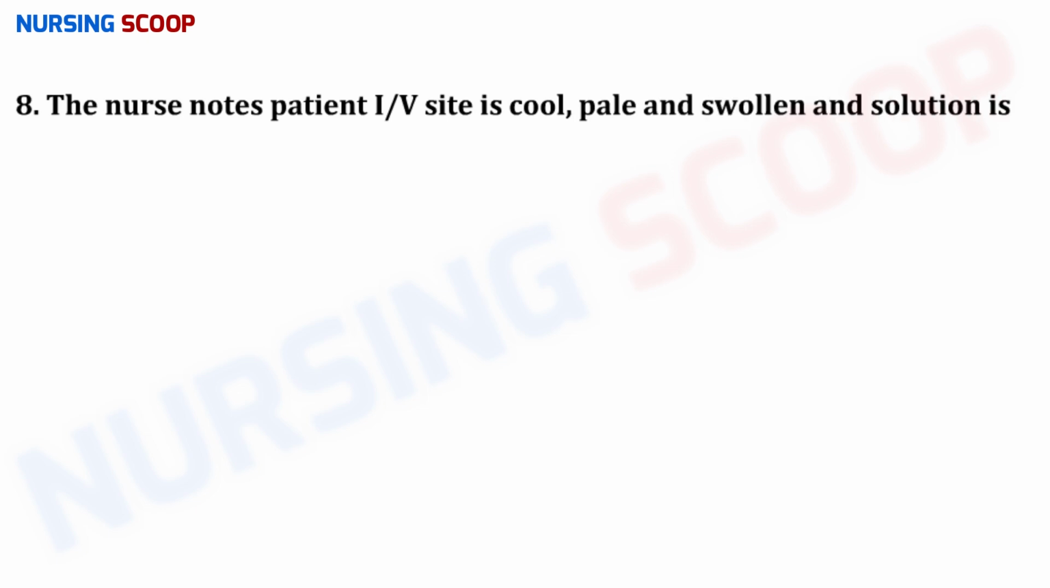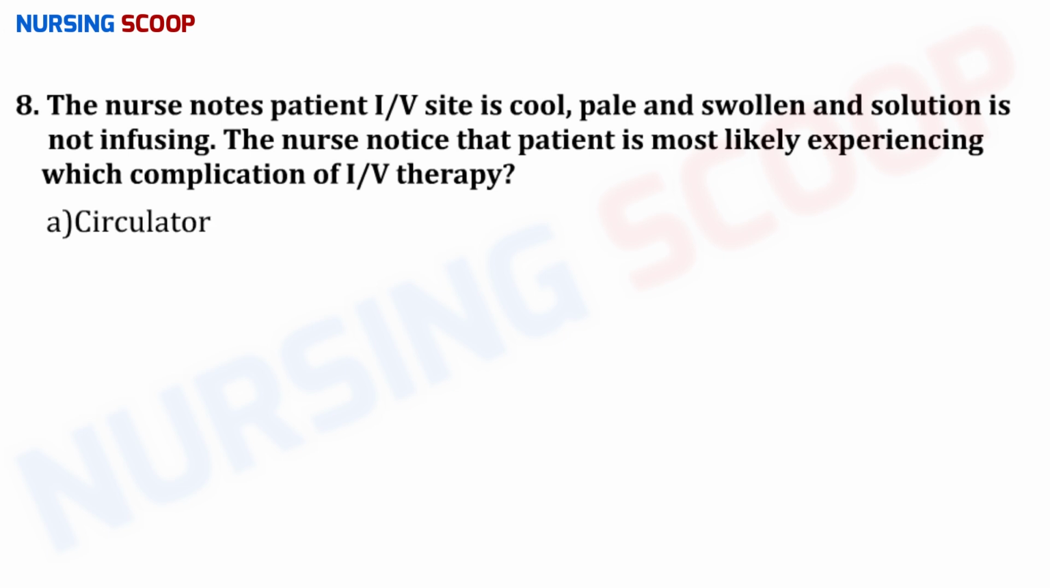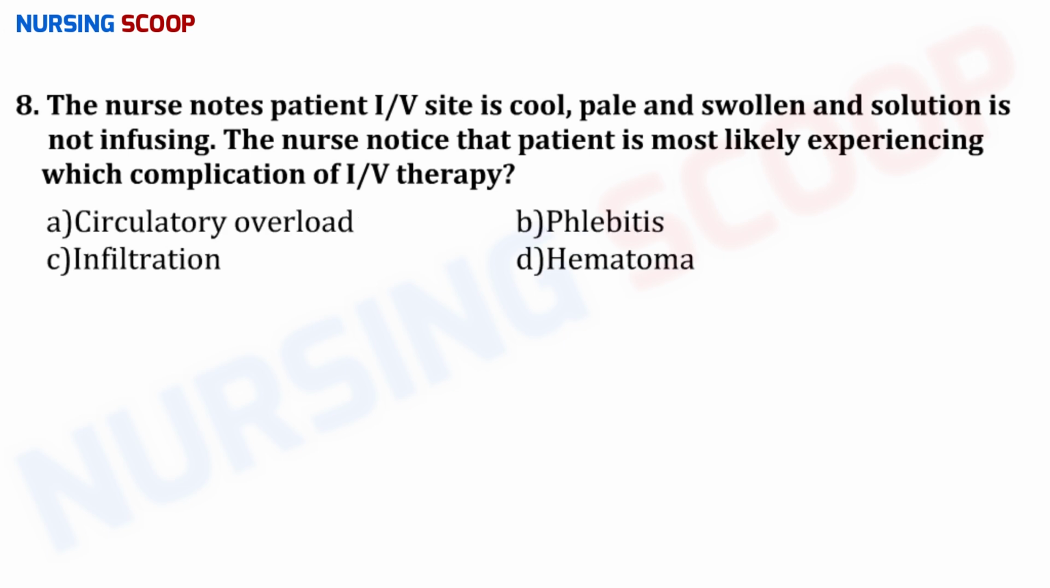So the nurse noticed that the patient's IV site is cool, pale and swollen and the solution is not infusing. So the nurse notices the patient is most likely experiencing which complication of IV therapy? So here are the options: circulatory overload, phlebitis, infiltration, and hematoma. So the right option is option C, that is infiltration.